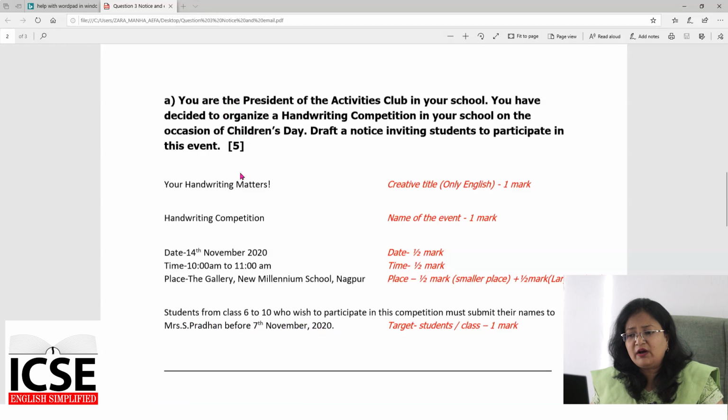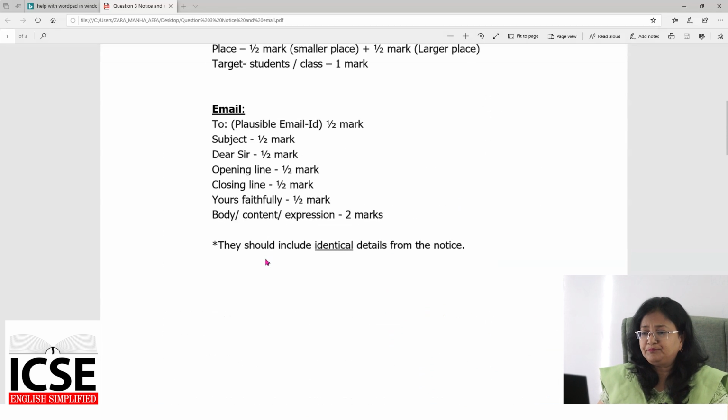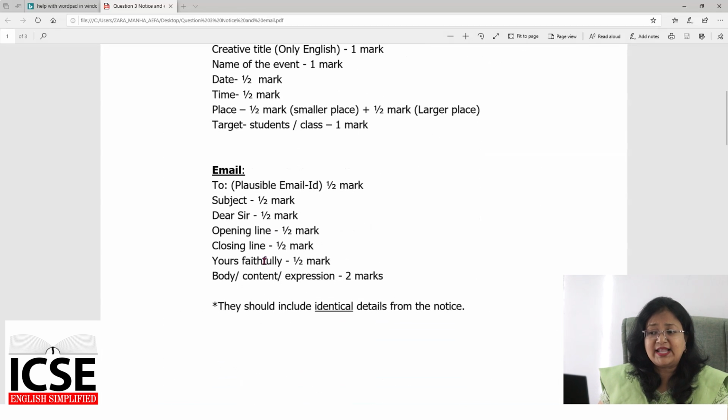So if you are very clear about where the marks are awarded, you will make sure that you get all those marks. That's all you need to practice and you have your full 5 marks. Okay. Now how do we write the email? Of course, we know where the marks lie, but let us have a look at the bifurcation of marks once again.